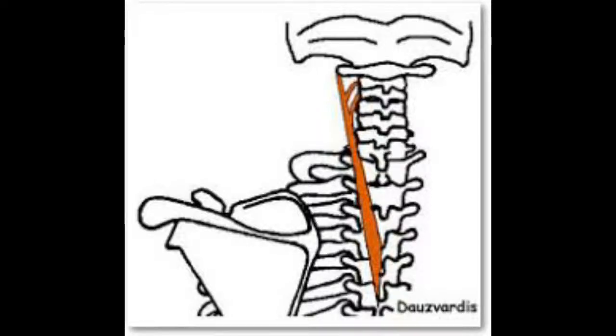The splenius cervicis origin is the spinous process of thoracic 3 through thoracic 6 vertebrae. Its insertion is the transverse process of cervical 1 through cervical 3 vertebrae. And its function is it bilaterally extends the head and neck, and laterally flexes and rotates to the same side.